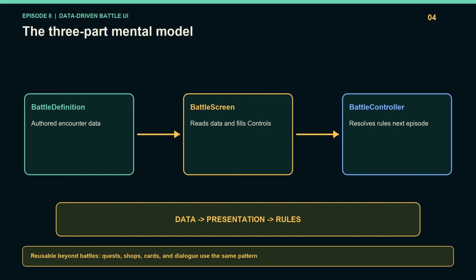Keep 3 ideas in mind. First, an encounter is a named situation such as Rook's Friendly Exhibition. Second, a battle definition is a custom resource that stores the opponent and the author text for that encounter. Third, the presentation layer is the scene that turns that data into visible controls.